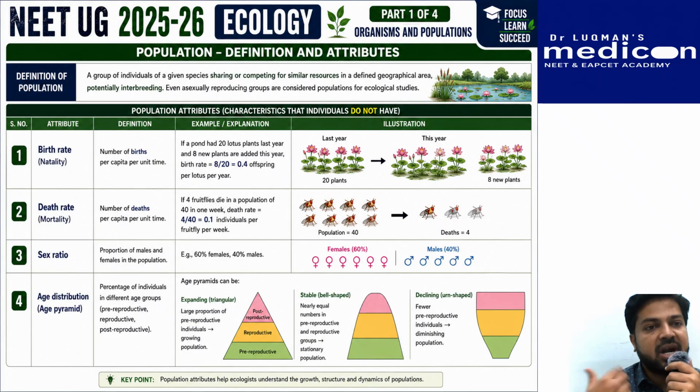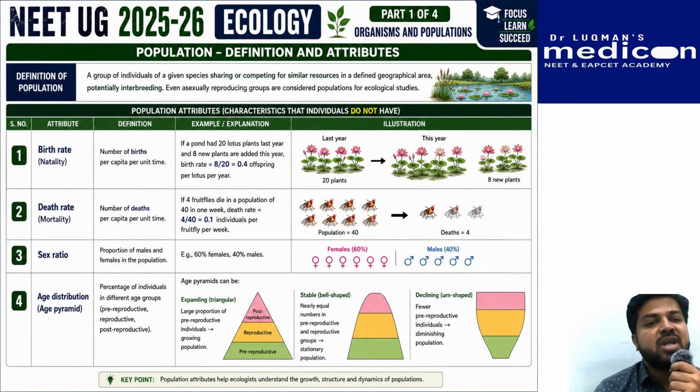We will study about species also, the definition of the species also, that the organisms can interbreed. It means they can participate in intercourse and they can produce the offspring. Sexual reproduction happens between those individuals is called as interbreeding. So a group of individuals of the same given species in a defined geographical area and also has the potential interbreeding capacity. Even asexually reproducing groups are considered populations for the ecological studies. You have to remember this point here.